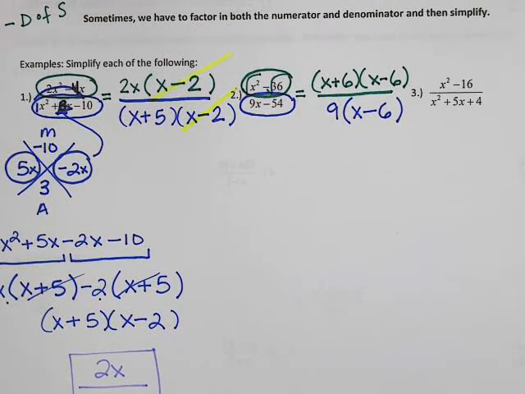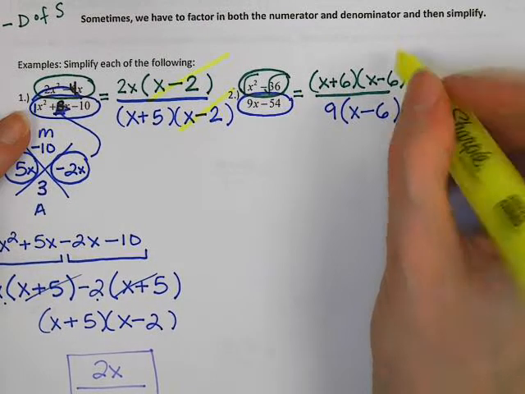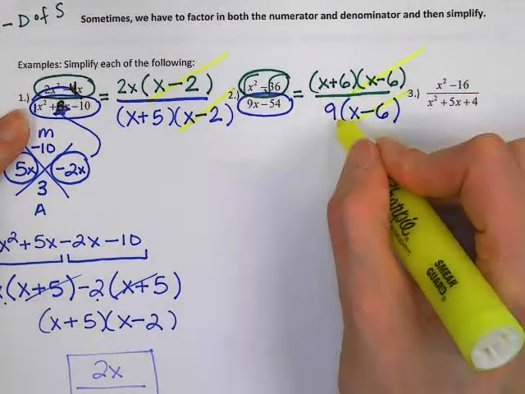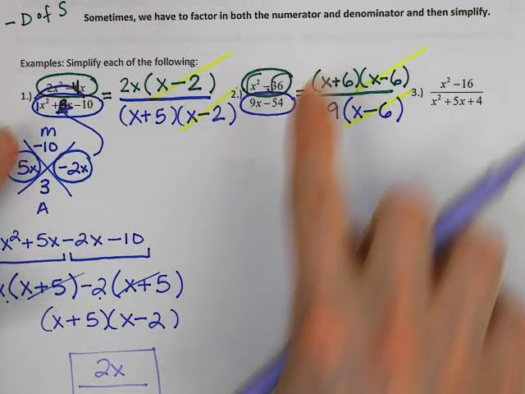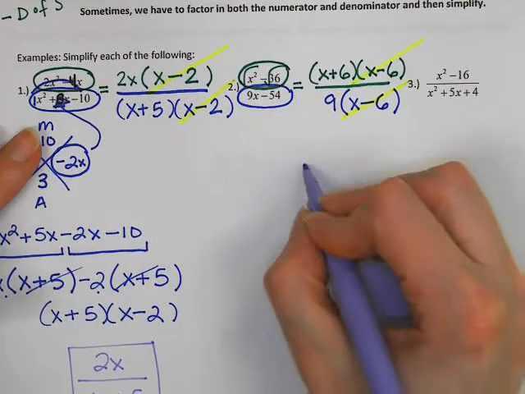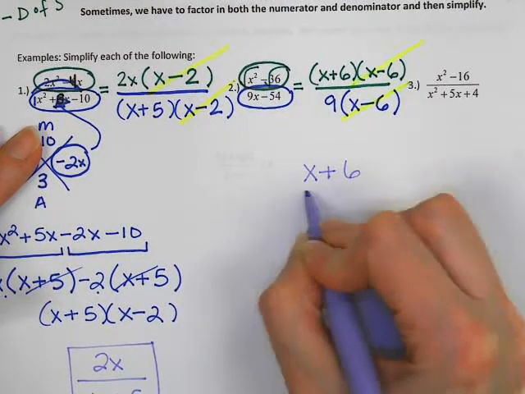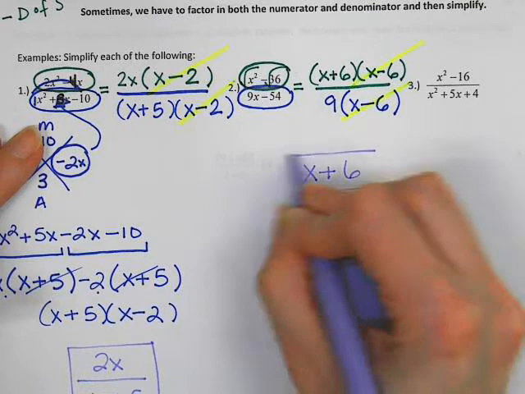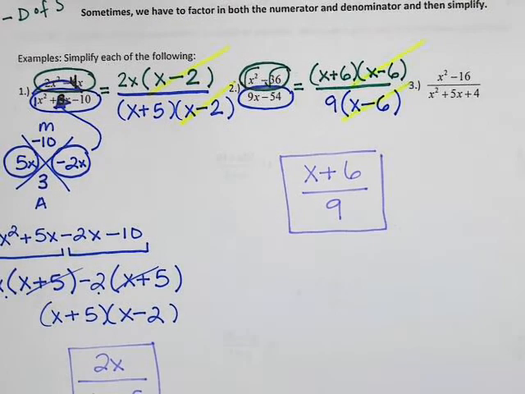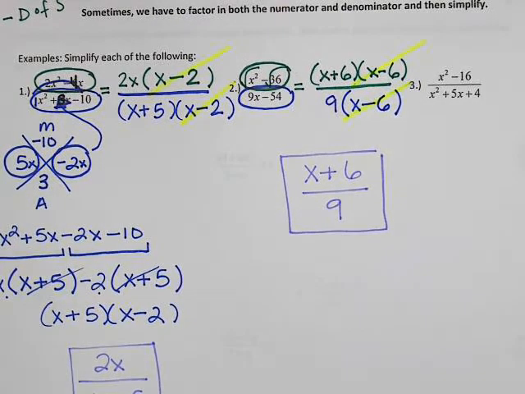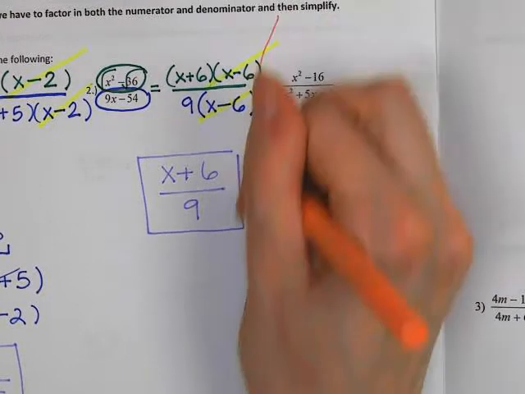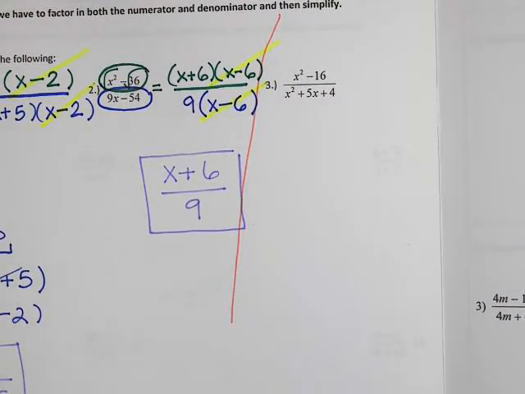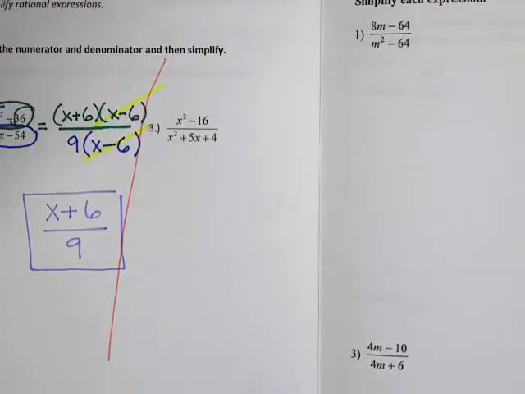All right, factor any common factors. Looks like the x minus 6's cancel. And then, yeah, anything left is our final answer. X plus 6 over 9. All right, if you guys want to stop and start the homework, this would be a great spot. If you would like to see one more, I will finish number 3 for you.